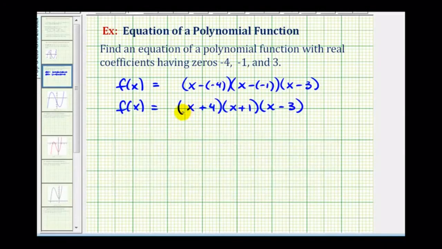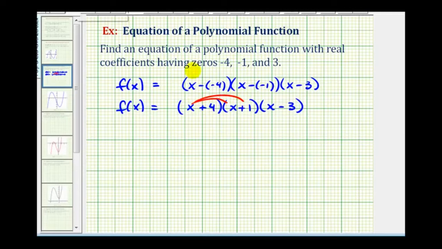So we'll multiply the quantity x plus 4 times the quantity x plus 1, so we'll have 4 products, 1, 2, 3, and 4. So we'll have f of x equals x times x, that's x squared, x times 1, that's 1x, and then we have 4 times x, that's 4x. 1x plus 4x is 5x, and then 4 times 1 is +4. So we have this trinomial times the binomial x minus 3.